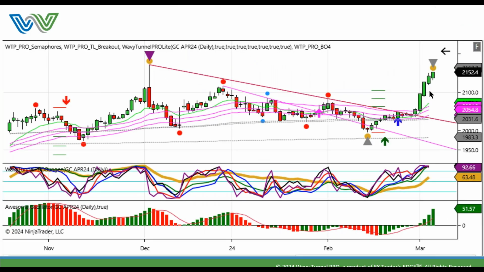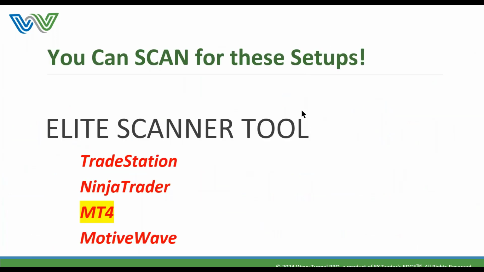This I took a couple weeks ago, and of course we're through the ozone now in gold. We're off this chart anyway. But that was a great setup. Great setup on the scanner. This is on NinjaTrader, and NinjaTrader is our most recent scanner that we've set up, and you can set it up for stocks, futures, forex, whatever you use NinjaTrader for.